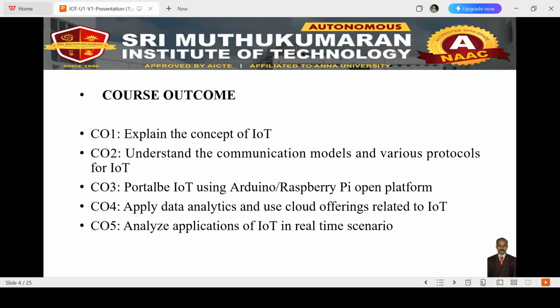The fourth one is CO4, apply data analytics and use cloud offerings related to IoT. So this is where we are going to apply the concepts that we learned through coding or whatever it may be. And finally, CO5 is going to give the analysis of particular applications for particular customers that can make use of IoT in real-time scenarios.